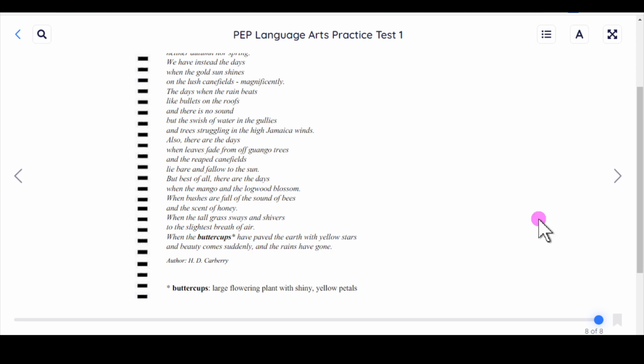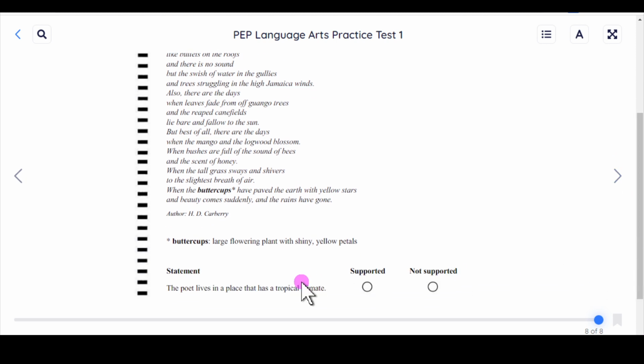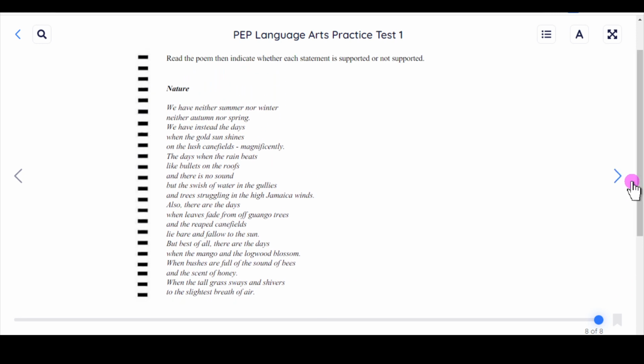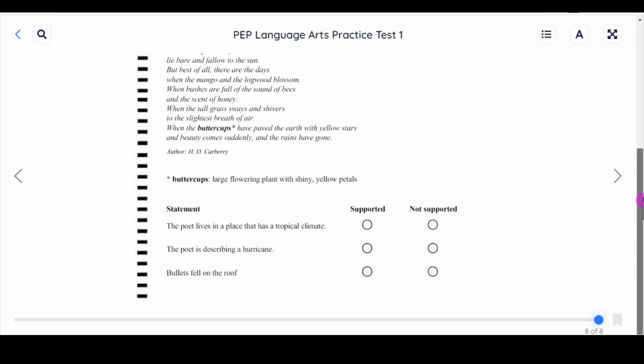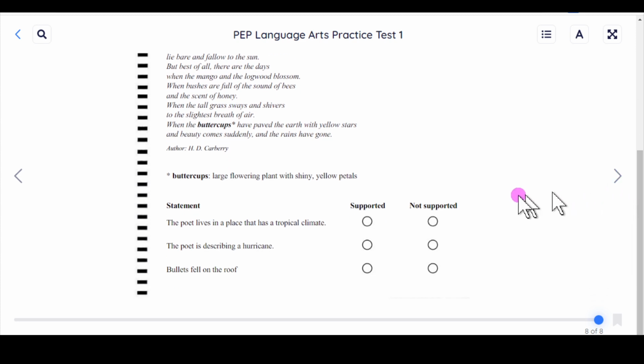All right, so they're saying here, this asterisk, buttercups are large flowering plants with shiny yellow petals. I'm going to read this once more. What am I looking for here? Things that support some statements below. Let me look at those statements before I read the passage again. So statements supported or not, this is where I put my answer. Statement: the poet lives in a place that has a tropical climate.